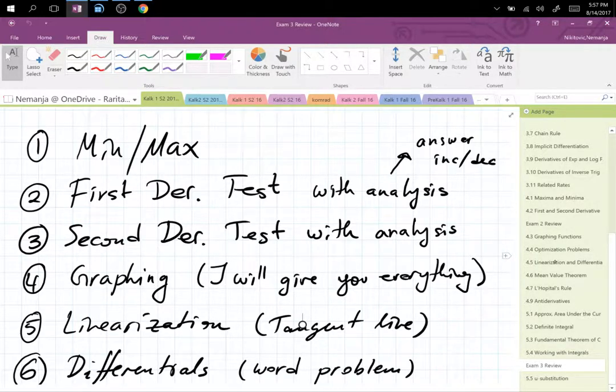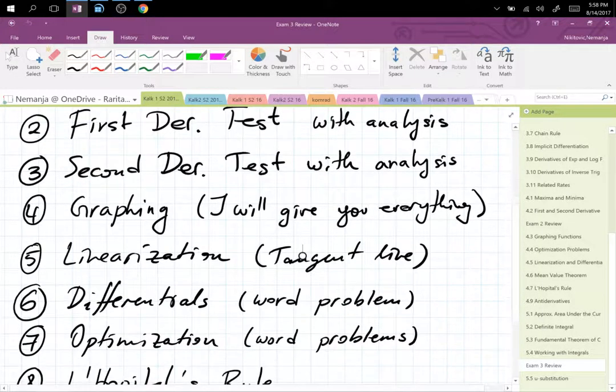Linearization, which is tangent line. So you can either use the formula from linearization that you memorized, or if you haven't memorized that and you know that linearization is the tangent line, you can use the tangent line procedure from chapter 3. Differentials are the word problems usually, where you are looking to approximate the change, and you are approximating change with the dy. So that's another type of problem.